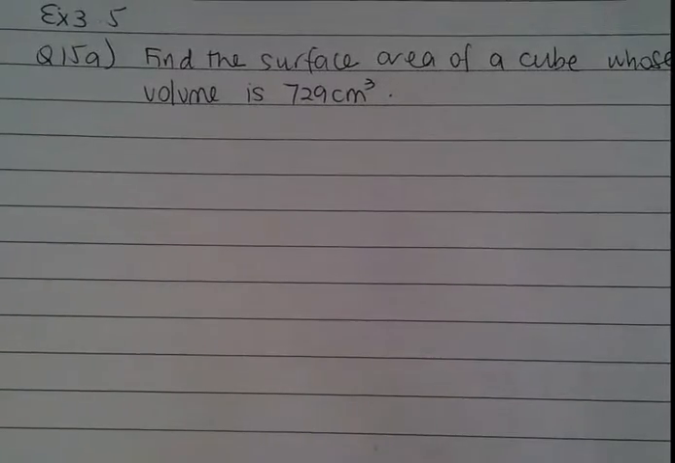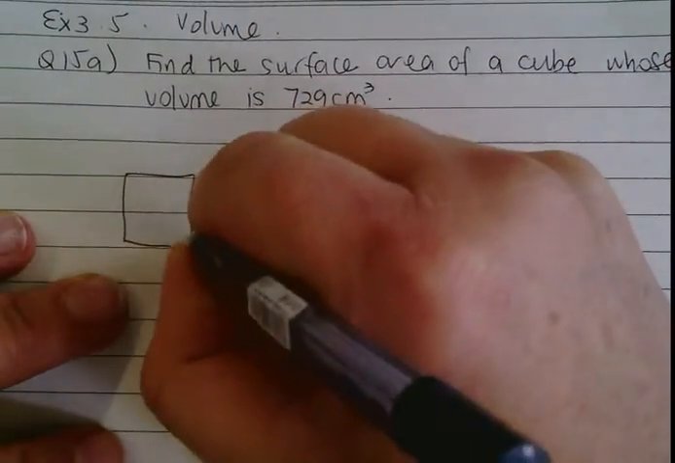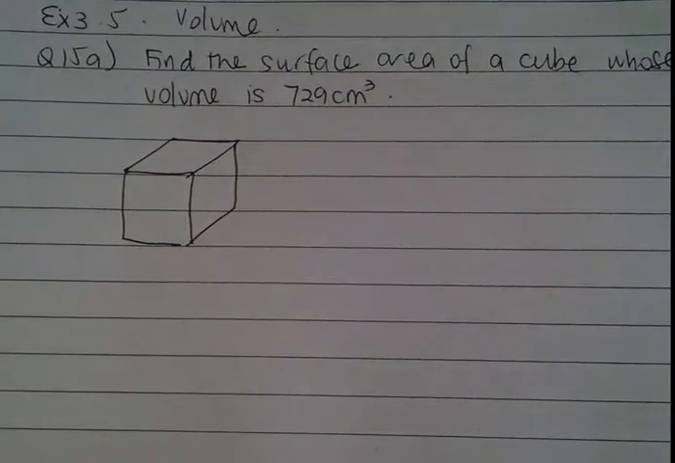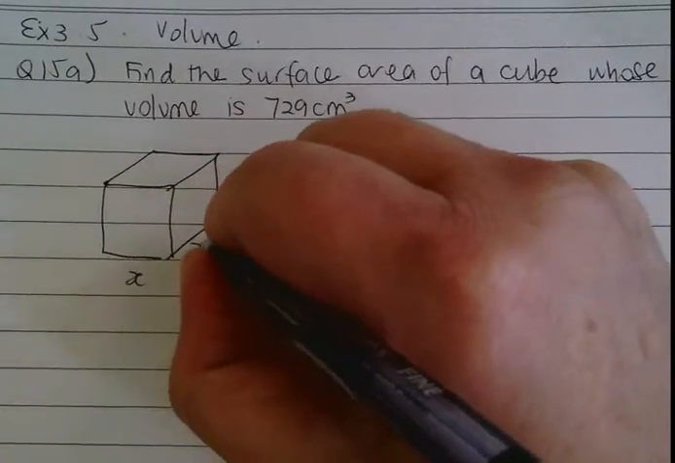Exercise 3.5, further applications, volume. First question: find the surface area of a cube whose volume is 729 centimeters cubed. I would let the side length be x.